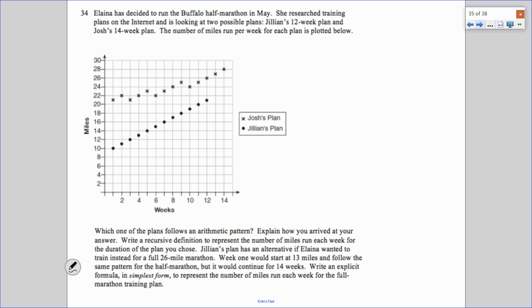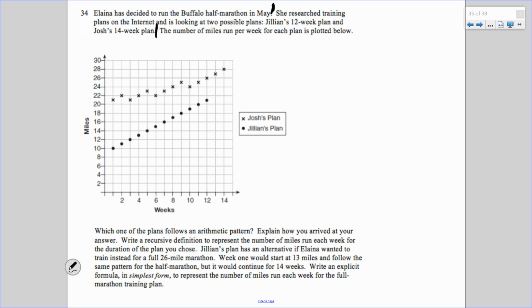Elena has decided to run the Buffalo Half Marathon in May. Good for her. I'm going to move on. She researched training plans on the internet and is looking at 2 possible plans. Jillian's 12-week plan and Josh's 14-week plan. Fantastic. Good for her. I'm moving on. The number of miles run per week for each plan is plotted below. Okay, I see my graph.